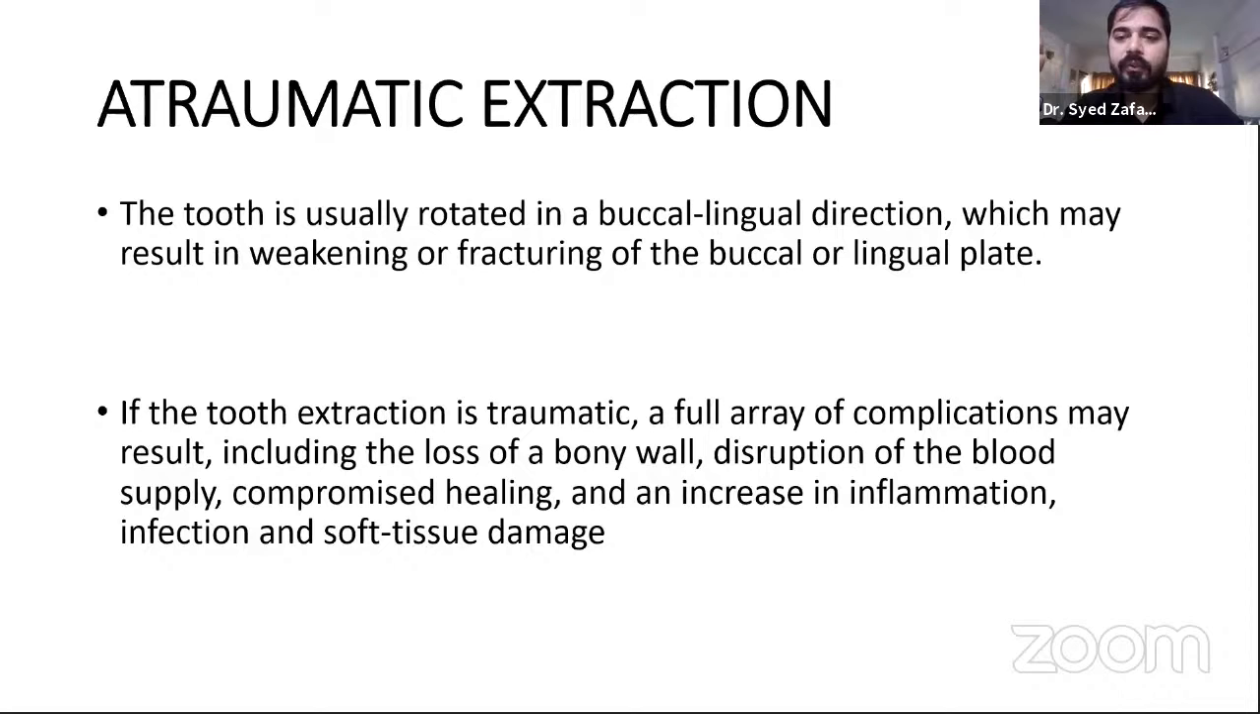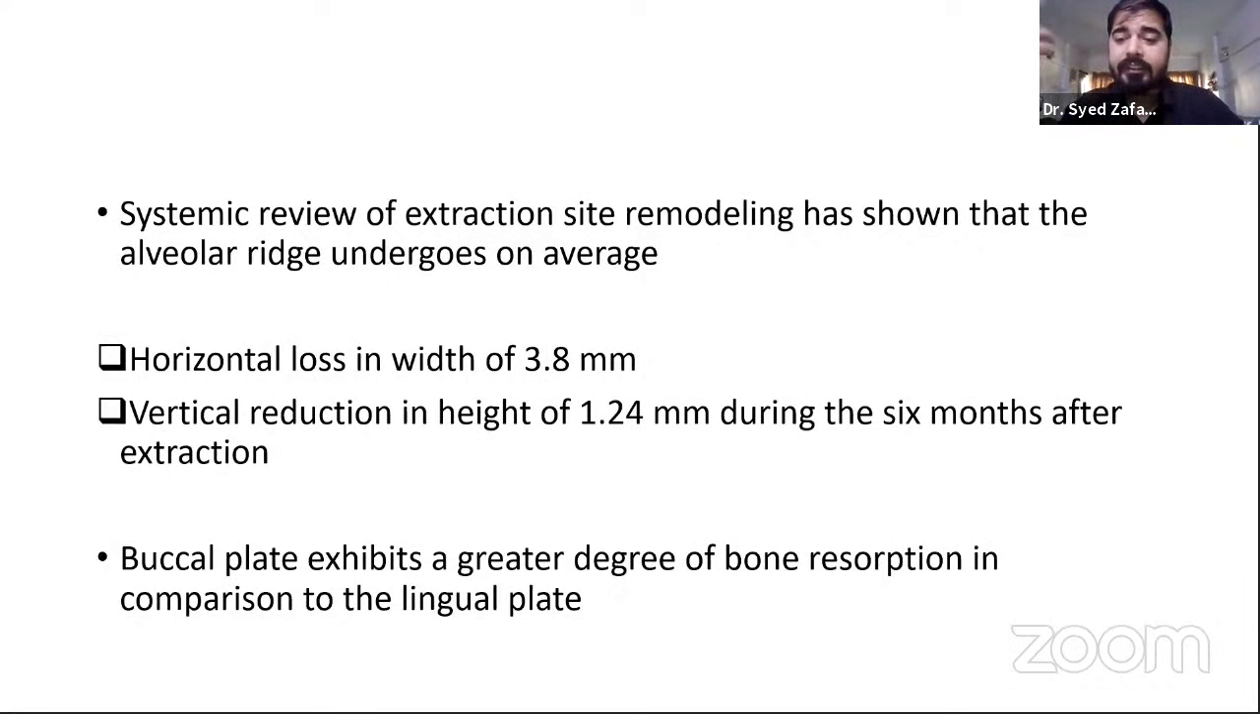Because if we fracture the tooth, there will be a bony defect, and distribution of blood supply will be compromised. If blood supply is compromised, then healing will be compromised. There will be inflammation, even infection. Sometimes there can also be soft tissue damage. Studies have also shown if we do extraction in the anterior region, there will be horizontal bone loss of almost 3.8 mm, and vertical reduction of 1.24 mm during a 6-month interval.